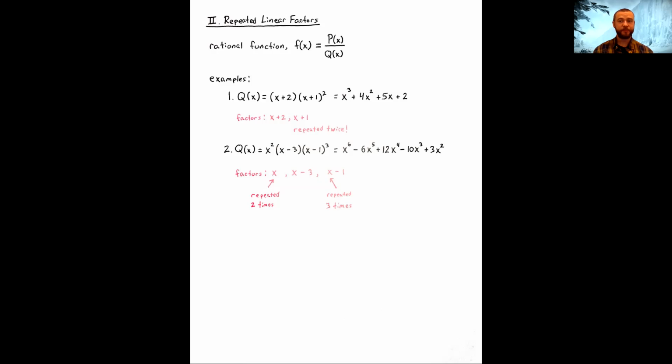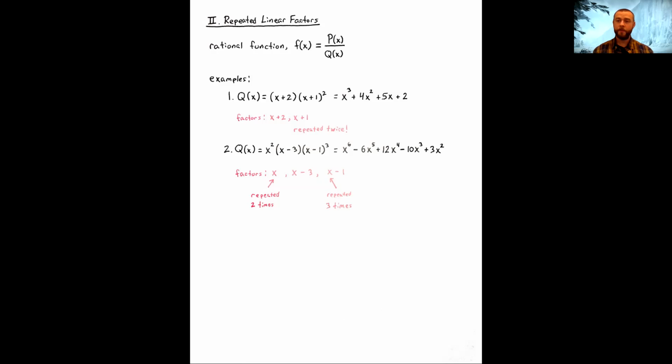It is correct to say x plus 1 squared is a factor because it appears in the factorization, but we're going to think of that exponent 2 as telling us how many times that factor is repeated. And that plays into the partial fraction decomposition in this case. So identify, for example 1 here, the factors as x plus 2 and x plus 1. x plus 1 is a repeated factor. It's repeated twice. What I have on the right there is the multiplied out, expanded version, in case you want to work backwards from the right to the left and try to refactor that.